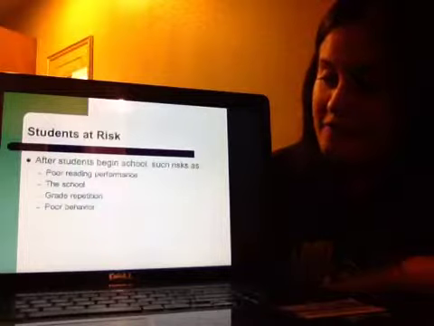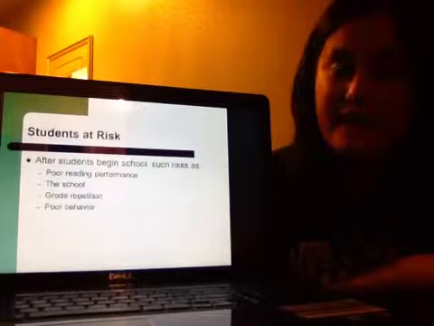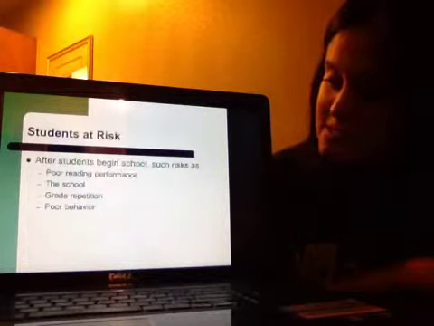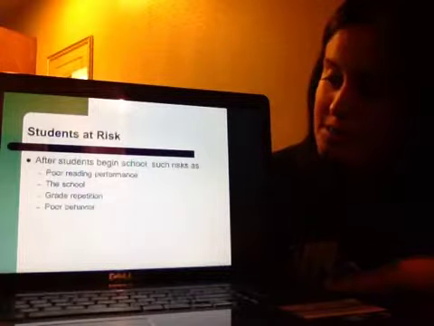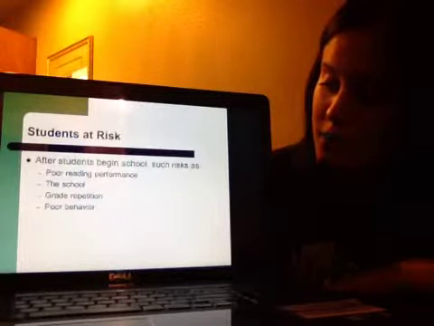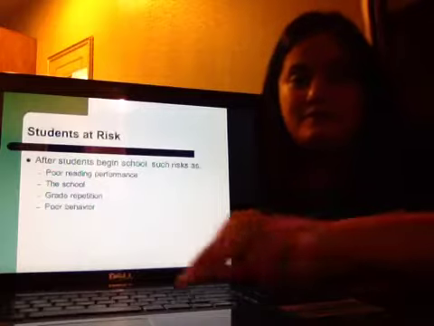Students at risk after school begins. It's said that they may have these problems or risks, such as poor reading performance, school grade repetition, and poor behavior.